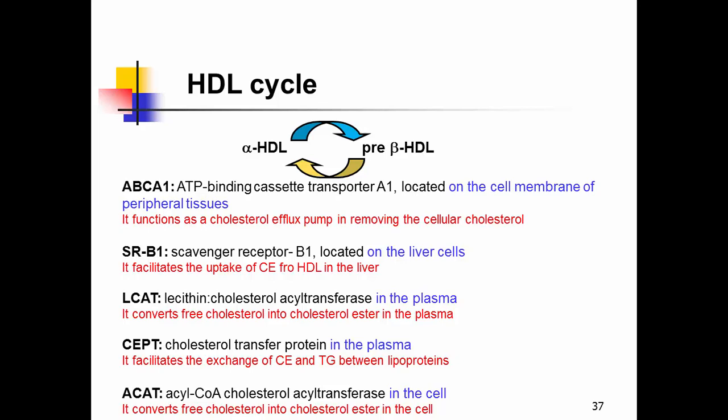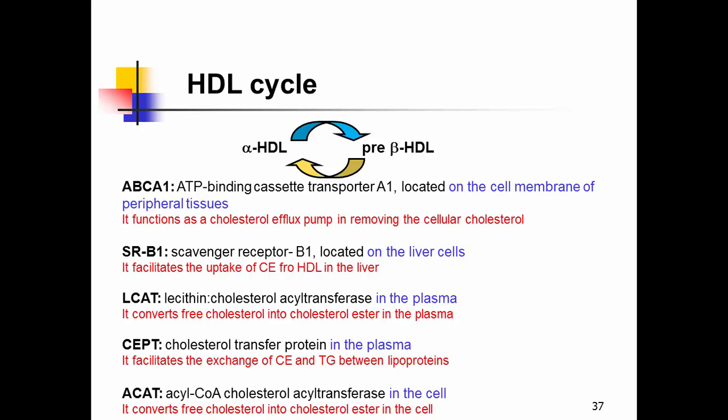HDL cycles, or the reverse cholesterol transport process, and these 5 proteins are very important. Try to remember these 5 proteins involved in the HDL cycle, right? And HDL cycle means that 2 different versions of HDL, alpha HDL and beta HDL, are converted, depending on the lipid core, right? And these 2 types of HDL have different functions.